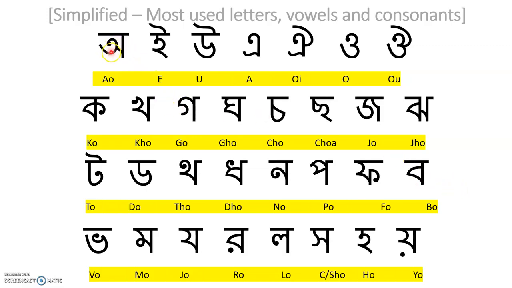Let's go over it real quick. The first line is the most used vowels, so we're just going to go over them real quick. This symbol is pronounced as O. This symbol is pronounced as E, or sometimes I. This is pronounced as U, or take it as a U. This is E. This one is Oi, O, O.